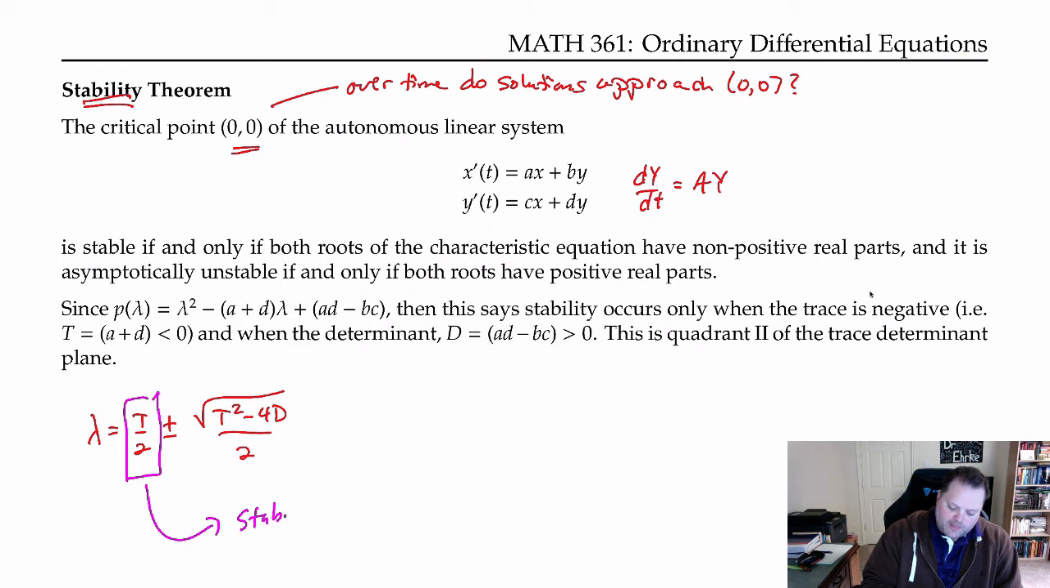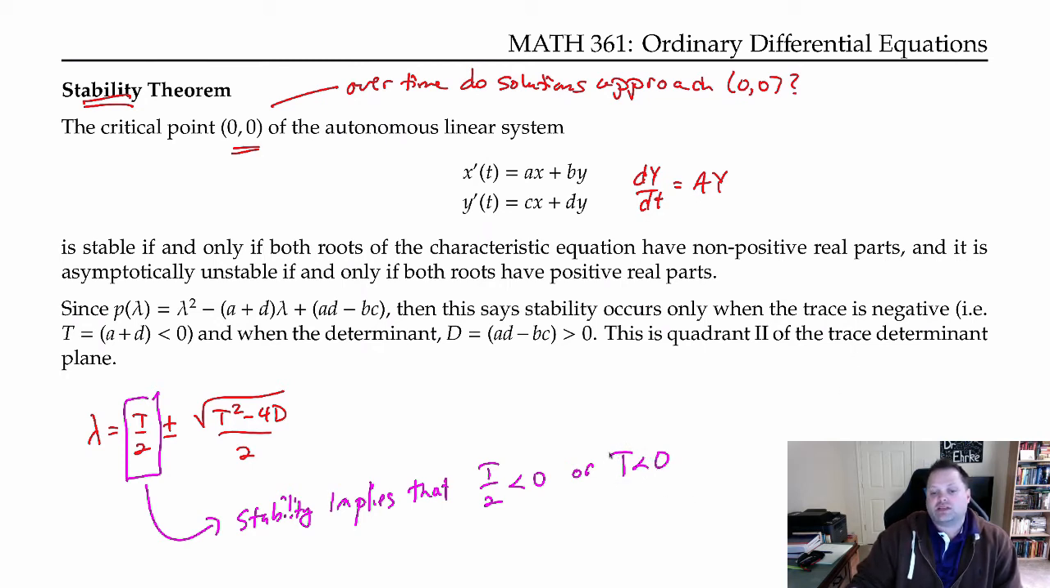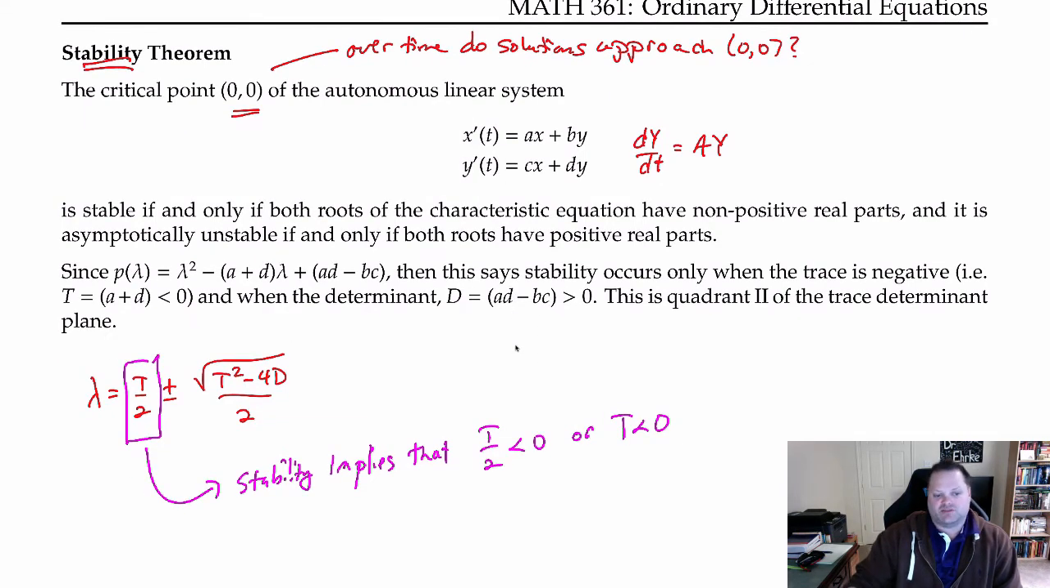so stability implies that t over 2 is negative, or that t is negative. So you only get stability where t is negative and where d is positive, because you don't get any stability unless d is positive, because that saddle behavior we just witnessed has no stability. So stability implies that t is less than 0 and the determinant is greater than 0. The only place that that occurs is in quadrant 2 of the trace determinant plane.